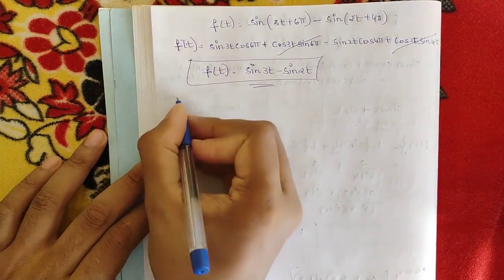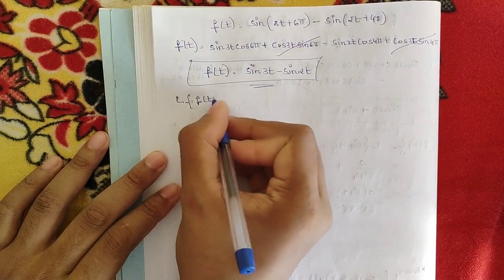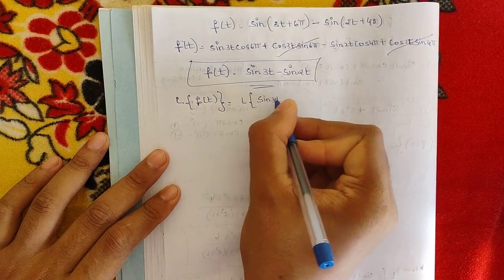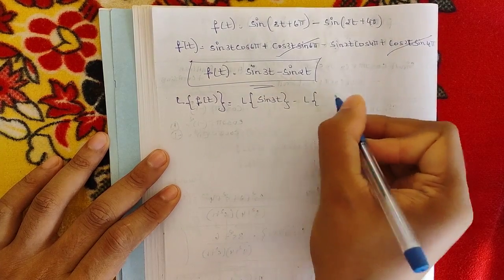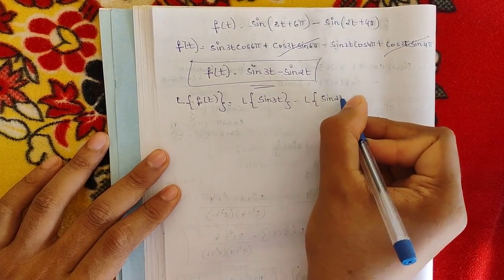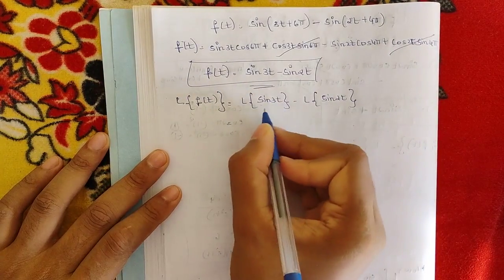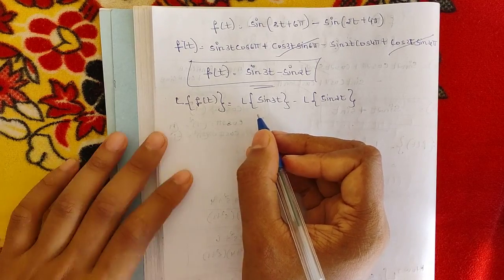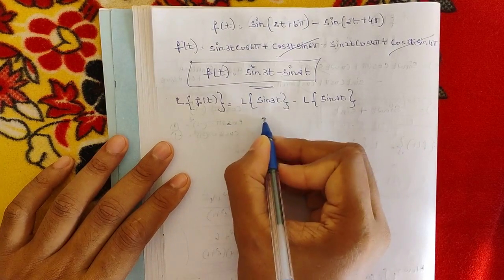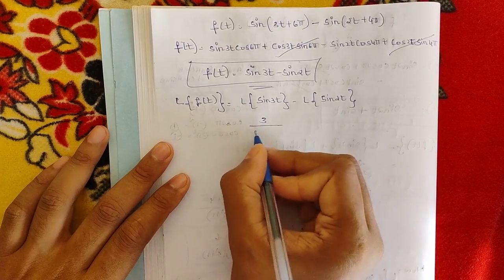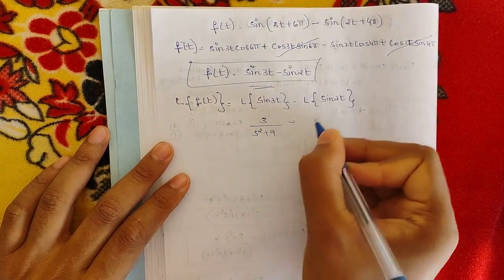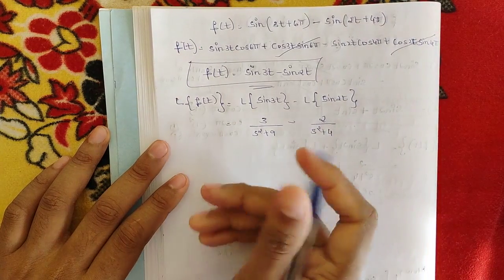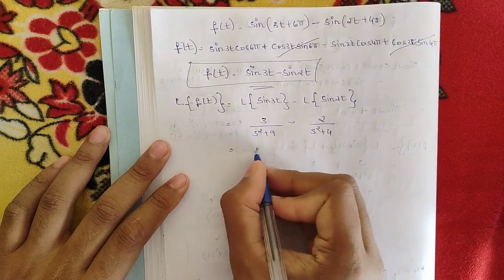Now find the Laplace transform: L of sin 3t minus L of sin 2t. Here L of sin at is given by a divided by s square plus a square, that is 3 divided by s square plus 9 minus 2 divided by s square plus 4. Again do the cross multiplication and solve.